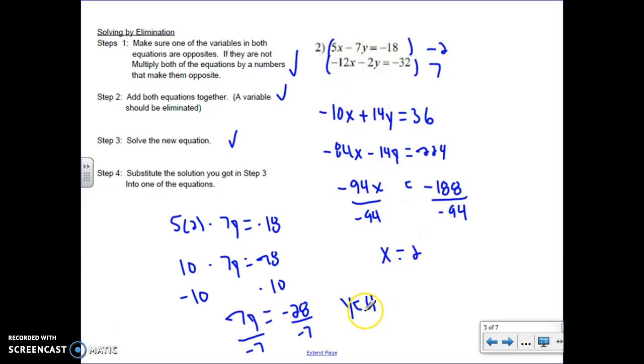So if I plug 2 and 4 into this equation, if I do negative 12 times 2 minus 2 times 4, it should equal negative 32. So I got negative 24 minus 8 equals negative 32. And it checks out. Okay, I'm going to ask you guys to try 3. And when you're done, just let me know. Okay?